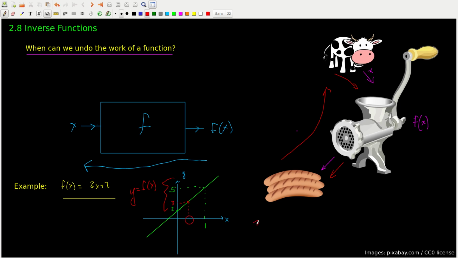For example, if I wanted this function to equal 3, then I would just say, well, 3 is coming out of the function, what was x? And so we can reverse this process, and we would get 3x equals 1, so x is 1/3. So if I want to know what produces 3 out of this function, the answer is something that we can work out. It's 1/3. The value 1/3 in the domain corresponds to the value 3 coming out of the function, in the same way as these cows might correspond to some lovely beef sausages.